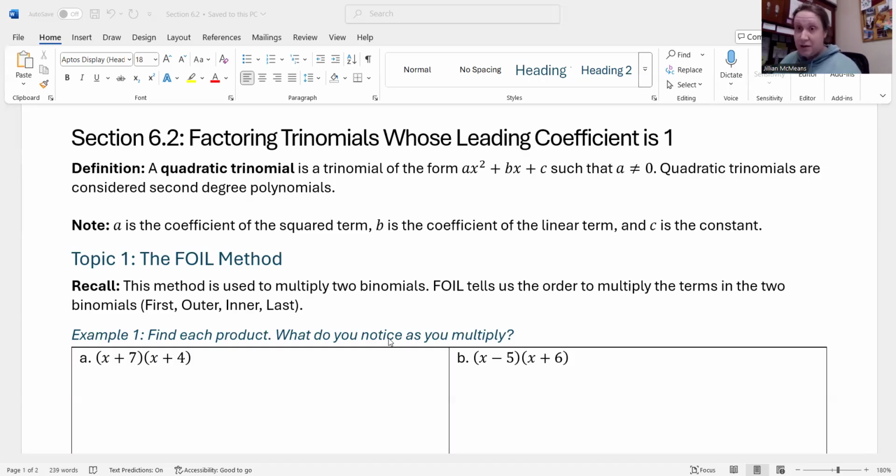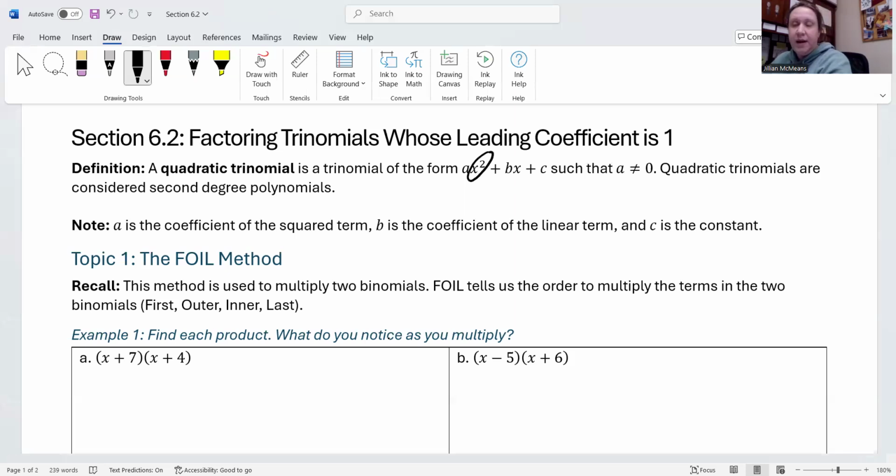What is making this trinomial quadratic is this x squared term. Okay, if the highest degree term is degree 2, that tells you that you have a quadratic trinomial, equation, or function. Okay, if a is 0, that x squared term becomes 0 and it's no longer quadratic. Okay, so we can have a, b, and c be any real number. We just have to make sure a is not equal to 0. Okay, so quadratic trinomials are considered second degree polynomials because the highest degree is going to be 2. That's what makes it quadratic.